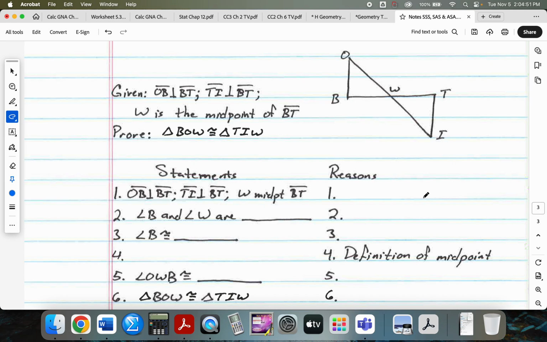All right. One more. This one's a bit more involved than the last one, and I've left things out on both sides. So we start with all this information. How did we get all of this information in statement number 1? It was given.